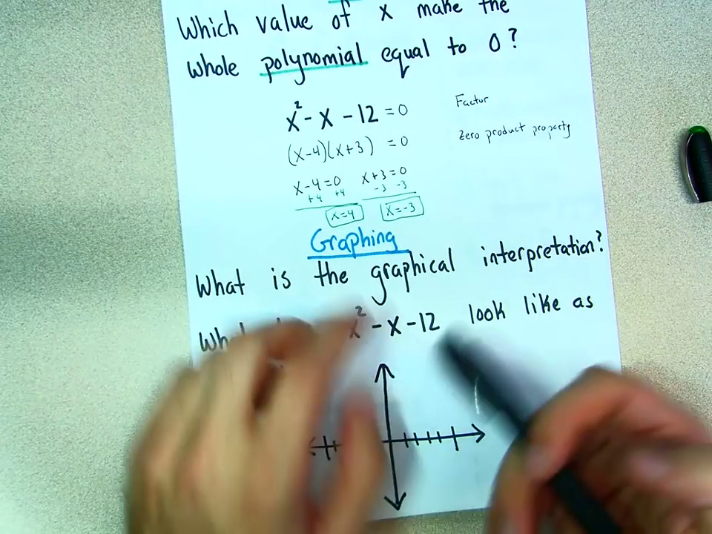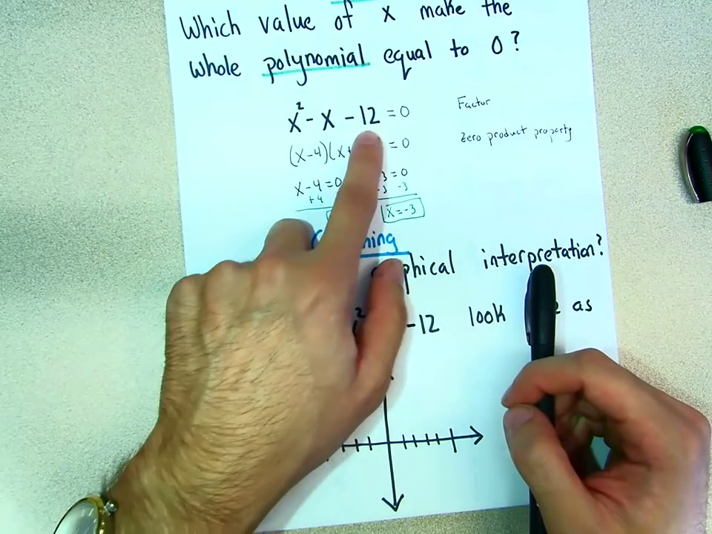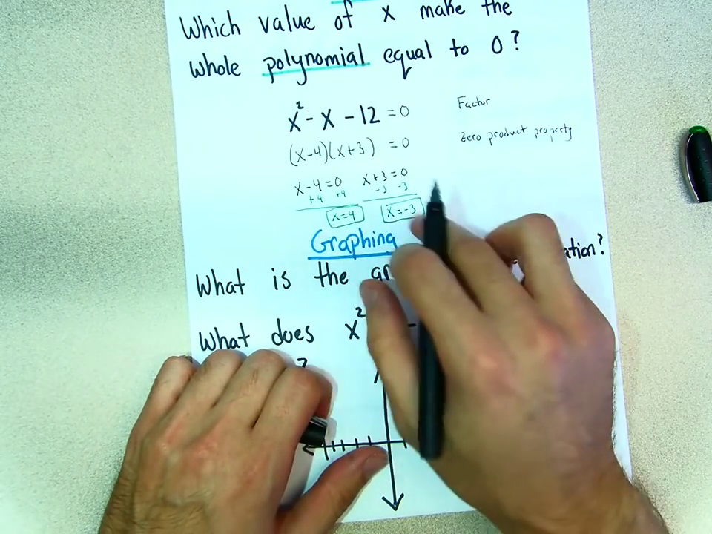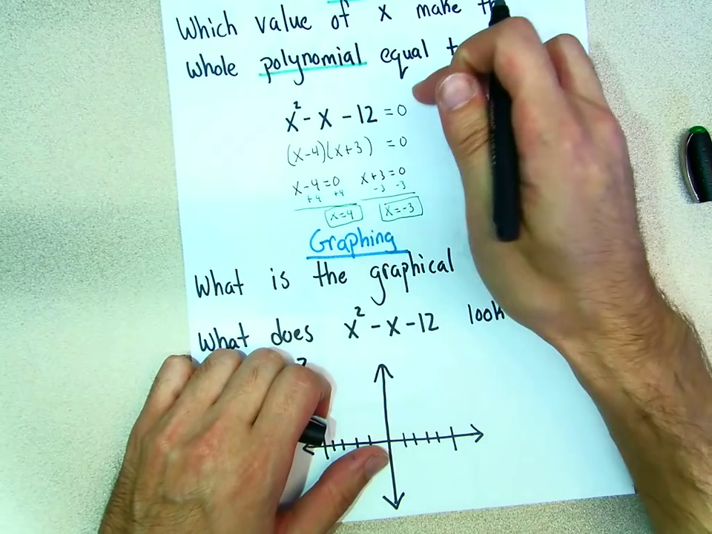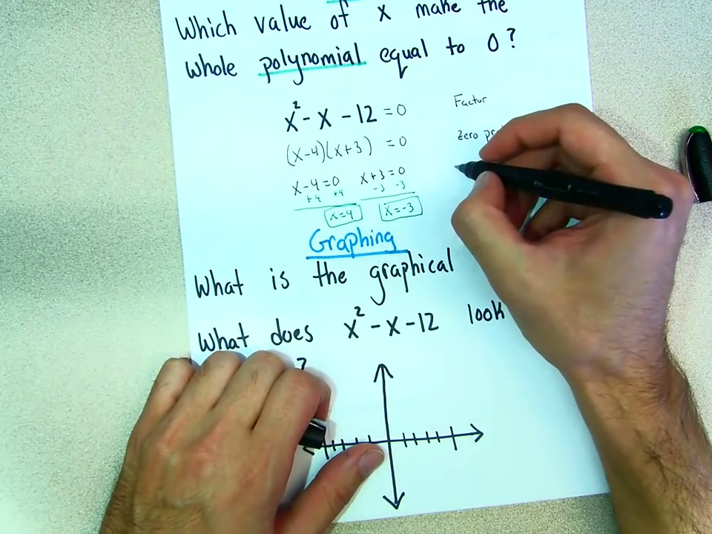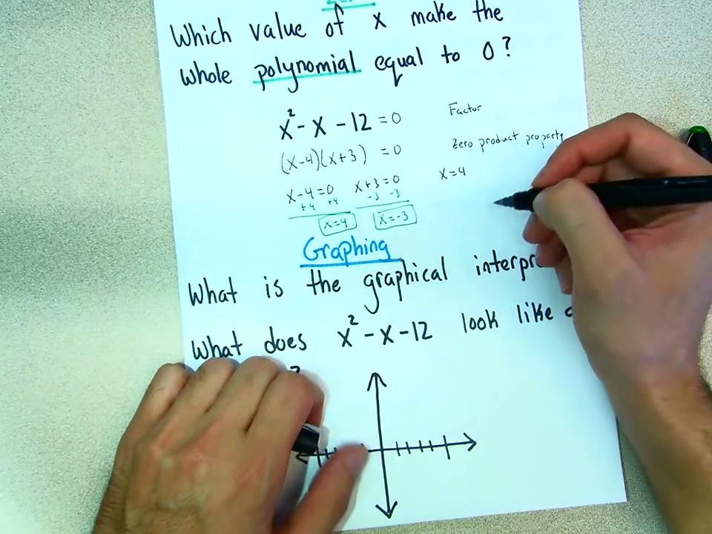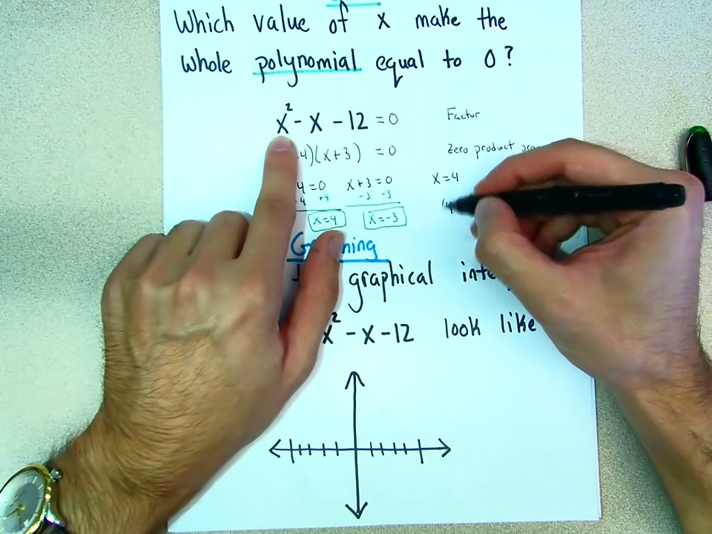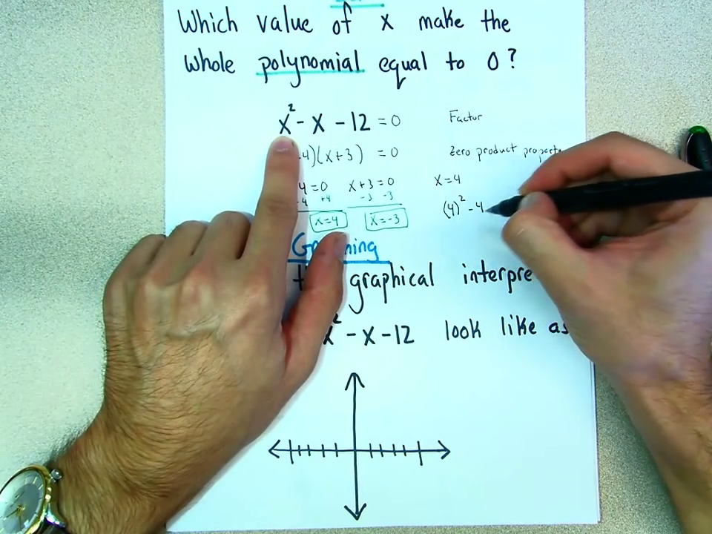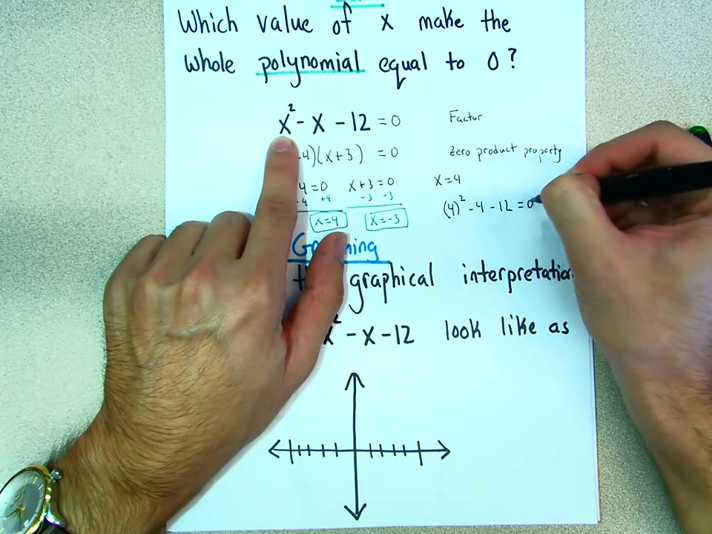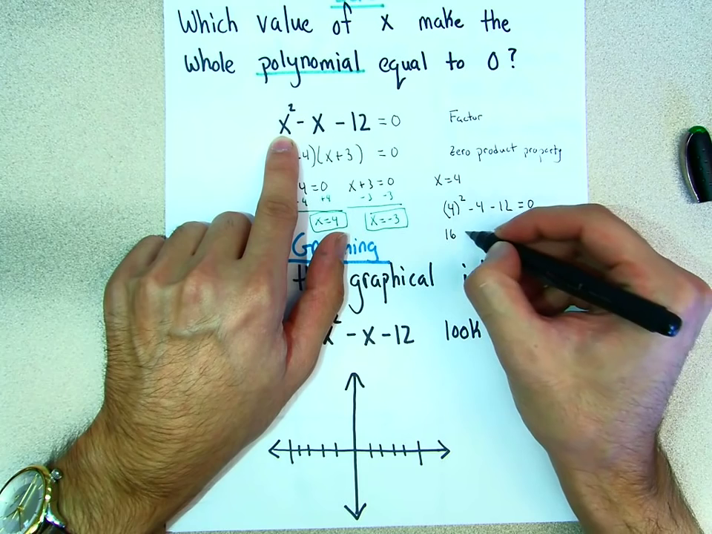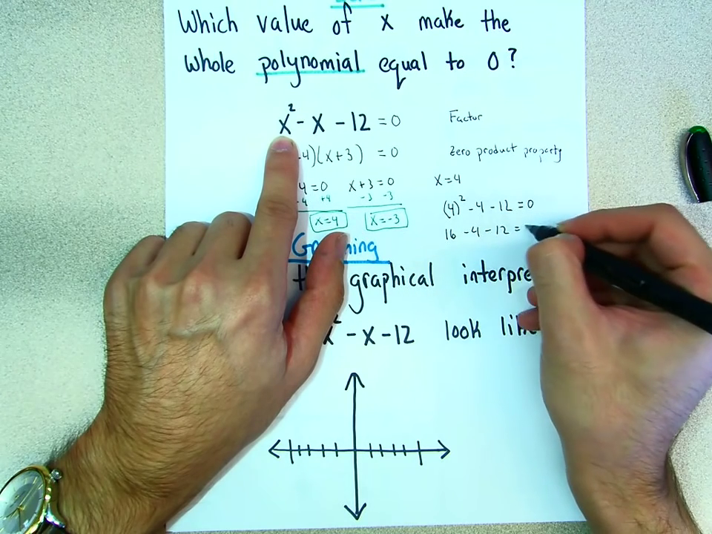Let's just check. Let's plug in 4 into here and see what happens. Try and do it by yourself. Pause the video and try and plug both of these in to see if we get 0. And if you want to see how it's done, if x is equal to 4, let's plug it in. So this becomes 4 squared minus 4 minus 12. Hopefully it equals 0. So 4 squared is 16, minus 4 minus 12 equals 0, question mark.